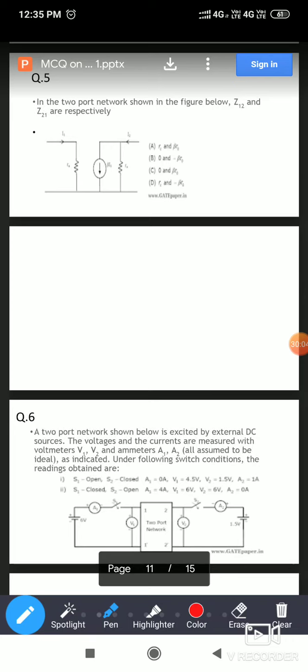So how to find out? Simply here, you can mark all the variables. V1, I1 is already mentioned, so this will be V2. I2 and I1 are already marked, you just simply mark V1 and V2. So we are going to consider this part only. Now if you are applying KVL here, the current passing through this resistor will be I1.